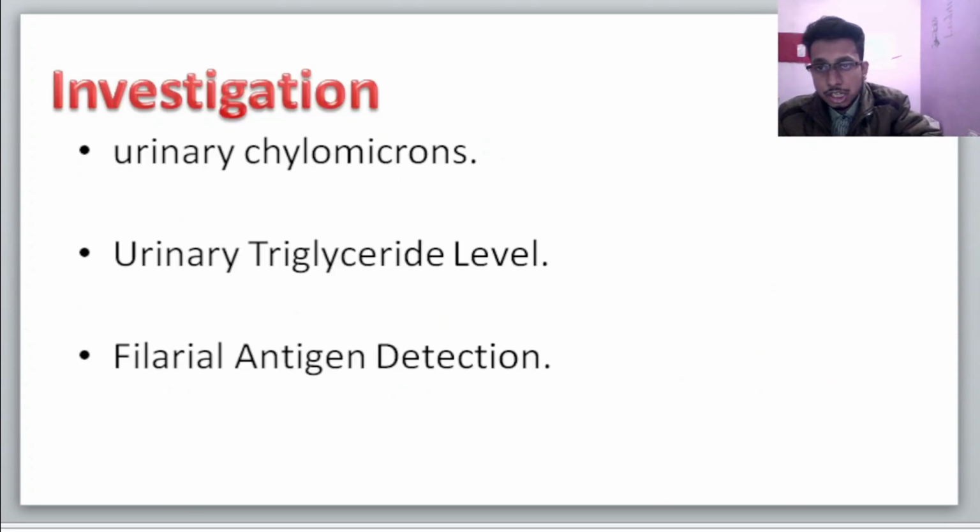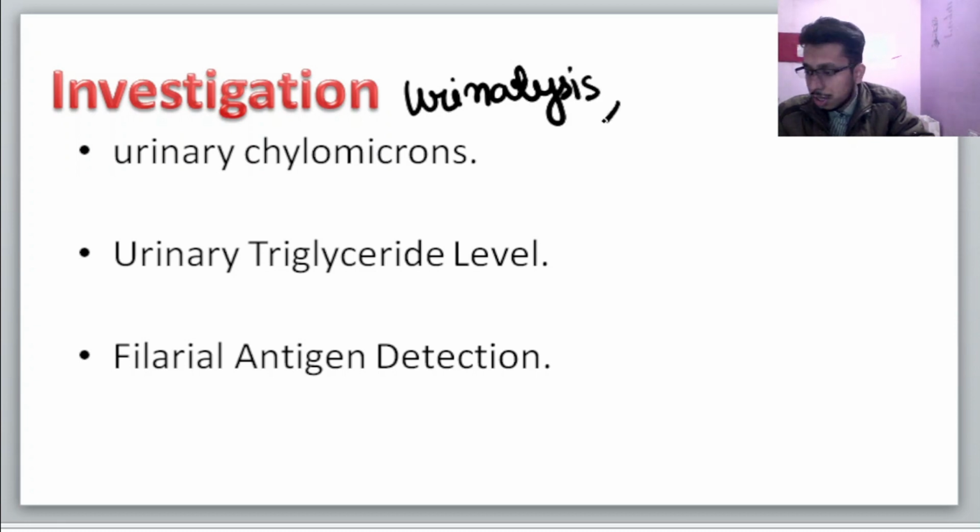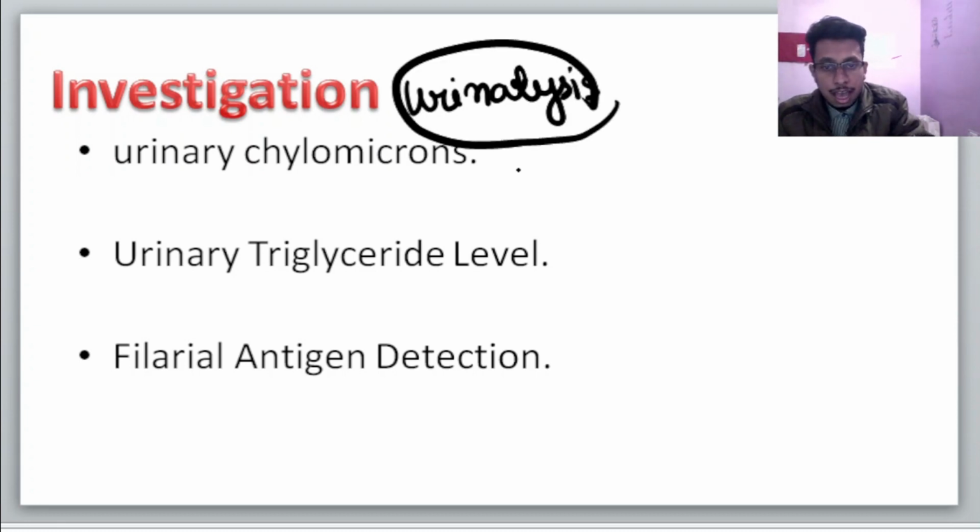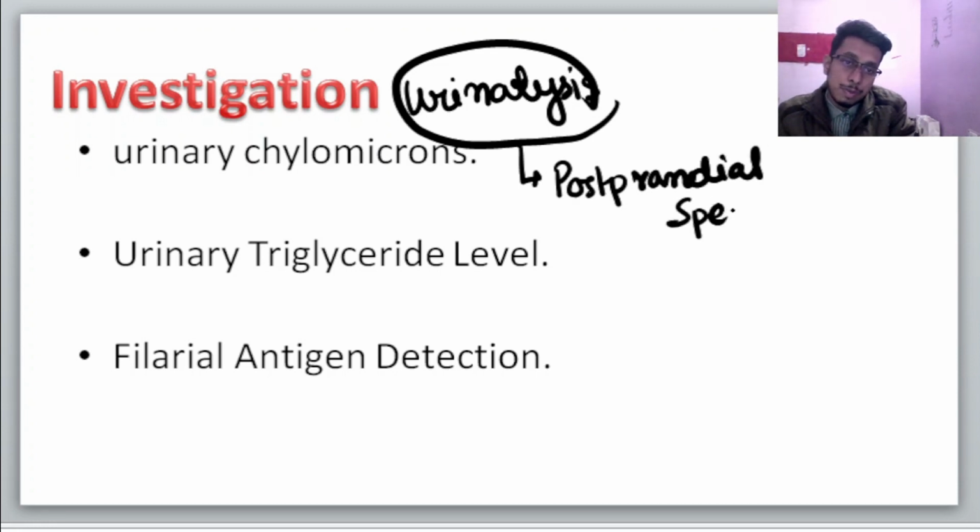Now coming to the investigation, what we need to do to identify chyluria, first is urinalysis. Urinalysis is the first and foremost important step for diagnosis of chyluria, and a postprandial specimen is usually preferred. Why? To check for the triglyceride level. Usually in urinalysis we go for the early morning clear catch urine sample, but in case of chyluria we go for postprandial specimen.